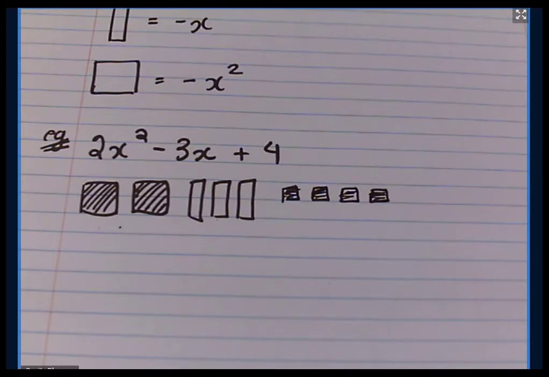Let's take a look at the next example. I'm just going to pause it here actually.